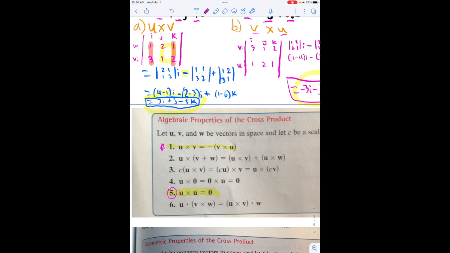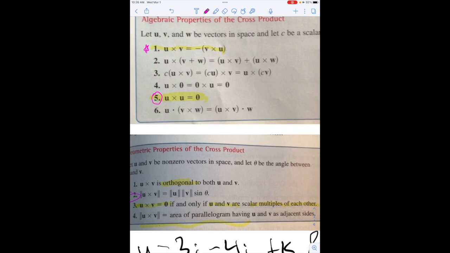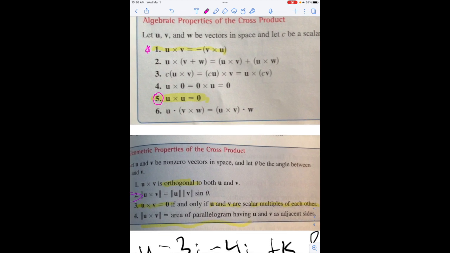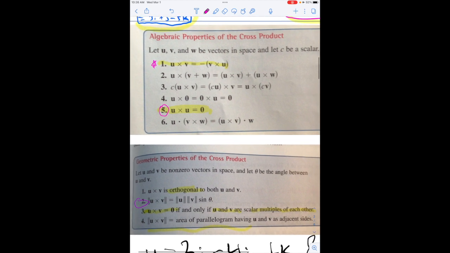So those are algebraic properties. There are also geometric properties. The beauty of this cross product idea is that it creates an orthogonal vector, it's going to meet at 90 degrees. The magnitude of U cross V is the magnitude of U multiplied by the magnitude of V multiplied by sine theta. That equals 0 if they're scalar multiples of each other, and then there's the area of a parallelogram, so we will do some area stuff coming up here.